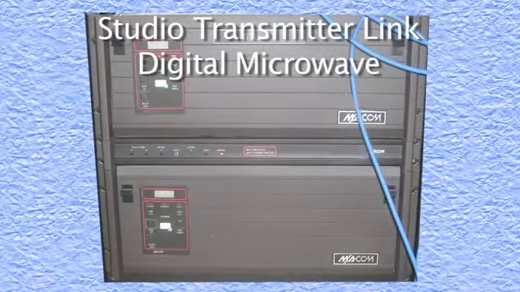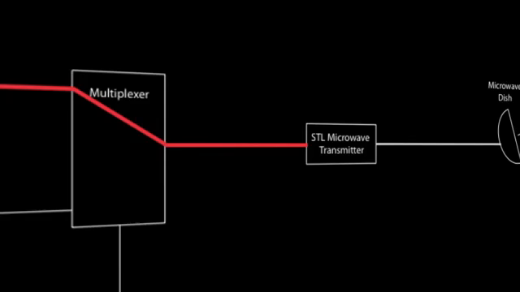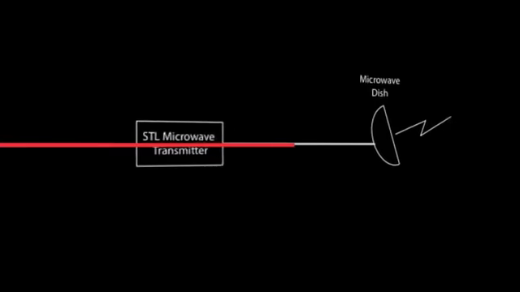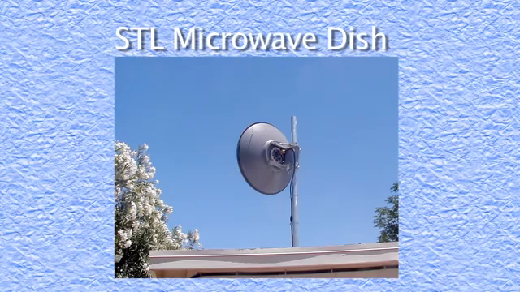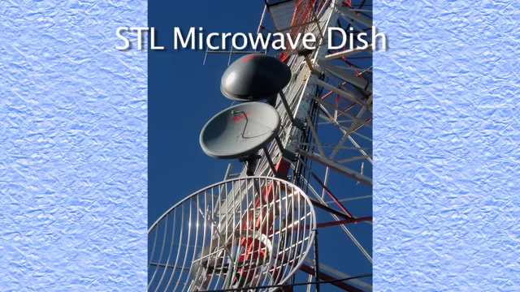The digital STL transmitter accepts the transport stream in and converts it into an RF signal, which is then fed to the STL dish. The STL microwave dish is aimed at the transmitter site, where it is received and fed to the transmitter.